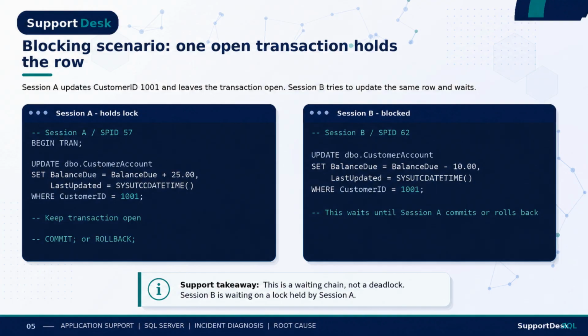To reproduce blocking, session A starts a transaction and updates account ID 1001. It then leaves the transaction open. Session B attempts to update the same row. Session B does not immediately fail, it waits. This is a classic blocking incident. The important support point is that the blocked session is normally the symptom, not the root cause.